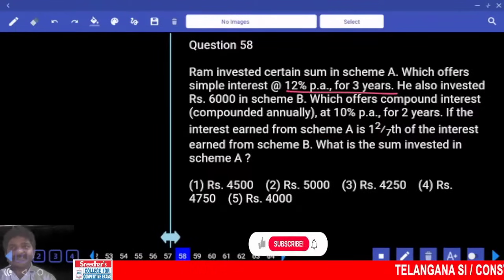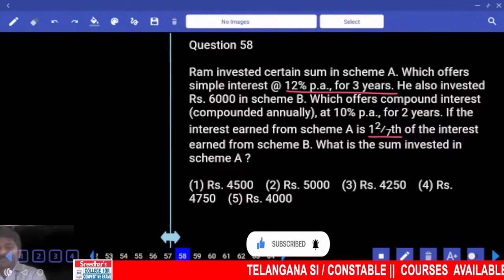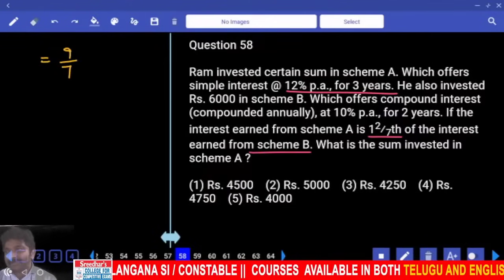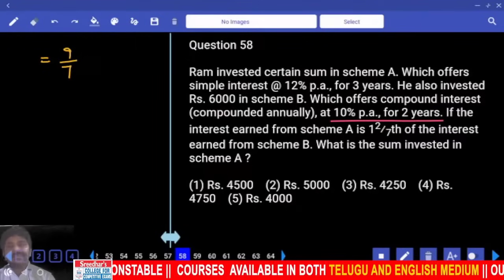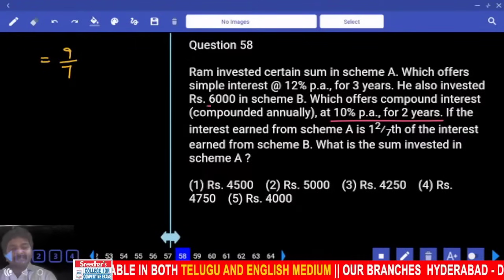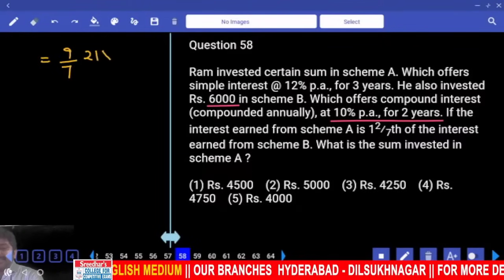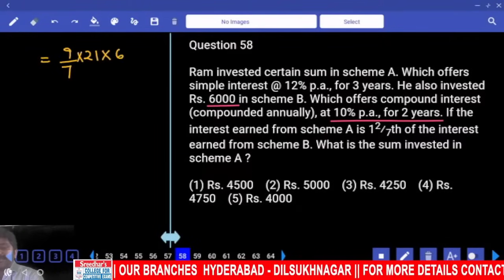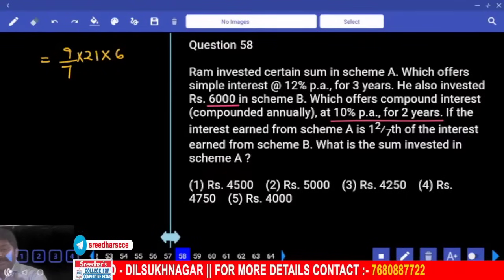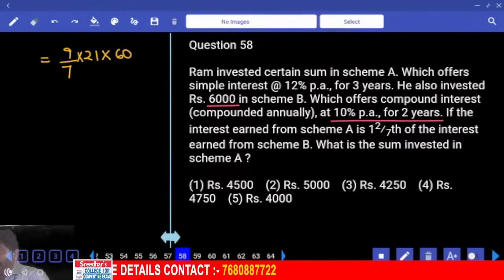In scheme A, how much interest percentage are we getting? That is equal to 1/2 by 7 times, meaning 9 by 7 times the interest received from scheme B. Scheme B at the rate of 10% per annum, compound interest for 2 years is 21%. 21% calculated on 6,000 only. That is equal to 21 into 1% value, that is 60. Correct? This 60.